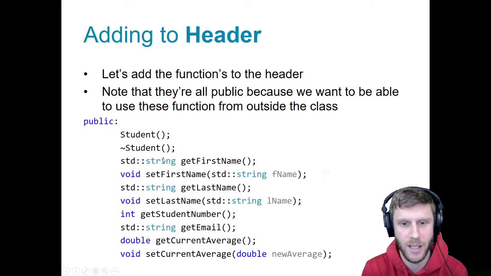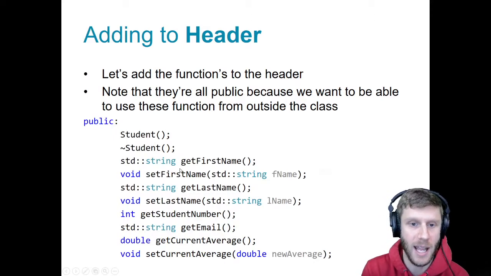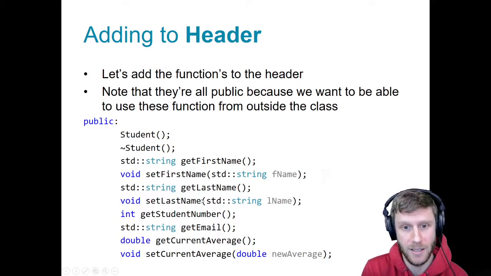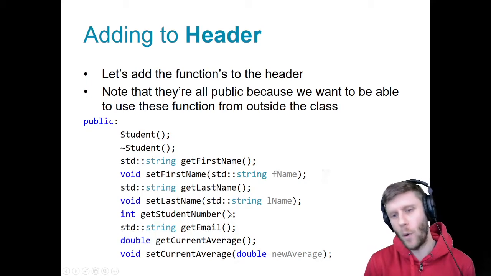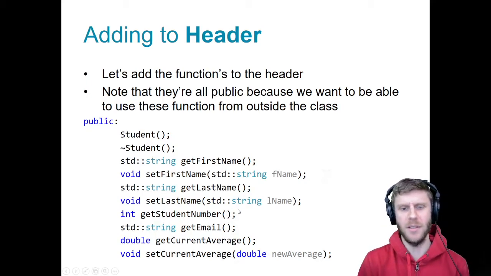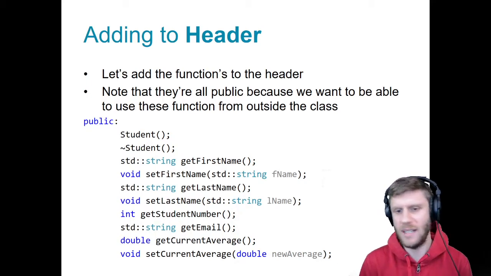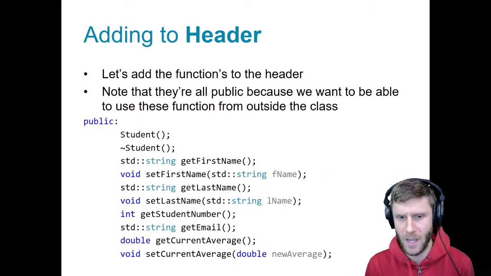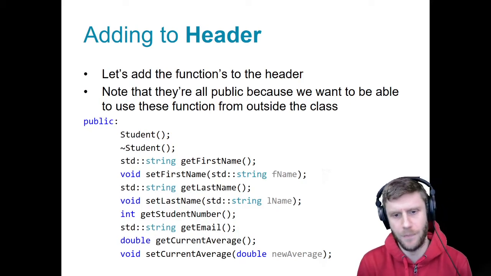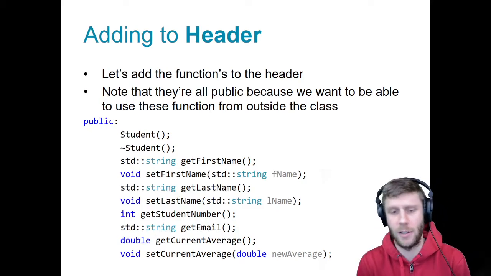I'm going to add a getter for first name and a setter for first name. A getter for last name, a setter for last name. It looks like I've only got a getter for student number. And you might say, well, why not have a setter? Well, once a student number is set for a student, it's not going to change. It should not be changeable. And then maybe we've got a get email. And then we've got a get current average and a set current average.